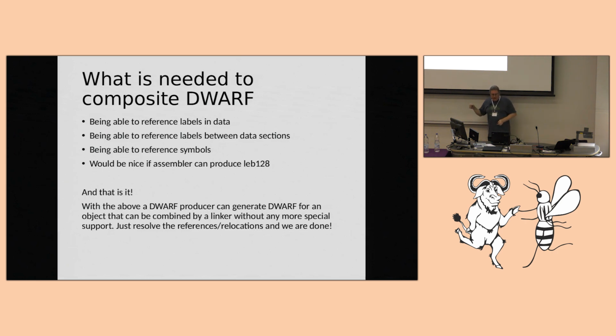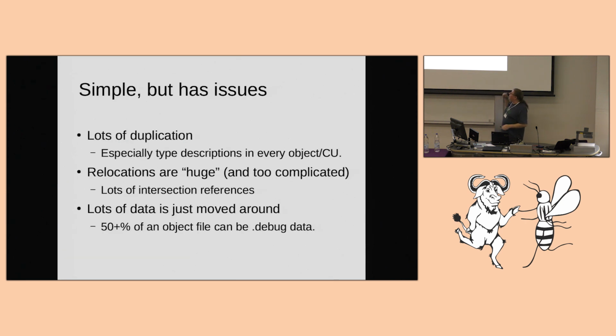The interesting thing is, at least I didn't immediately realize that relocations are actually huge and complex things. As you saw in the first diagram, there are a lot of cross-section references, and for that, relocations are really far too complex. You don't need all the complexity. And a lot of data is just moved around, which is just wasteful.